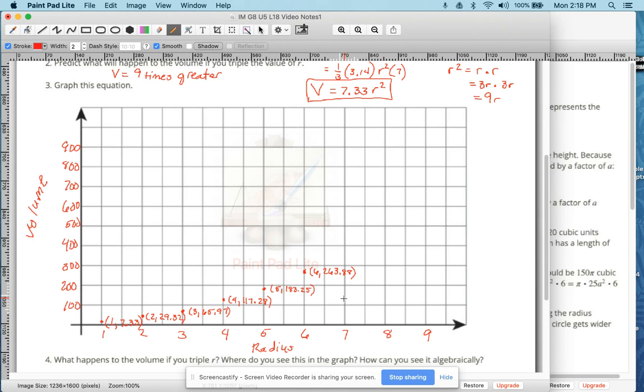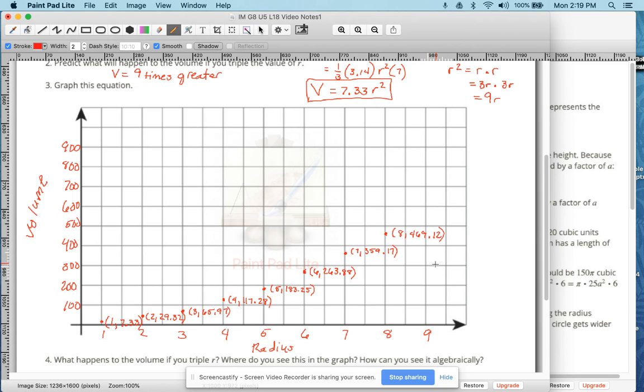So 7 times 7 is 49. 49 times 7.33 is 359. So 7 is 359, just above 350. So that's 359.17. And then 8 squared is 64. 64 times 7.33 is 469. So now we're above 400. So I've got 8 and 469.12. I'm just going to do one more.